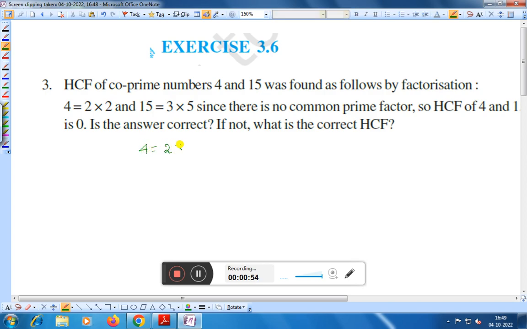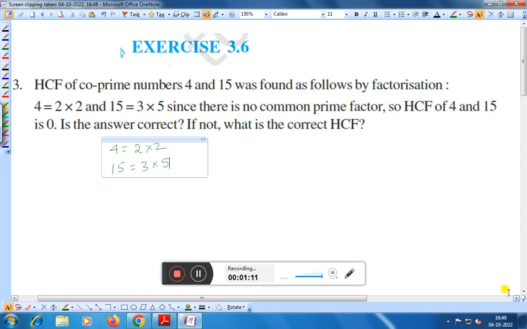Now we can write here that 4 can be written as 2 into 2 and 15 is written as 3 into 5. And the question is, the HCF of 4 and 15 is 0. This is not correct. Why?